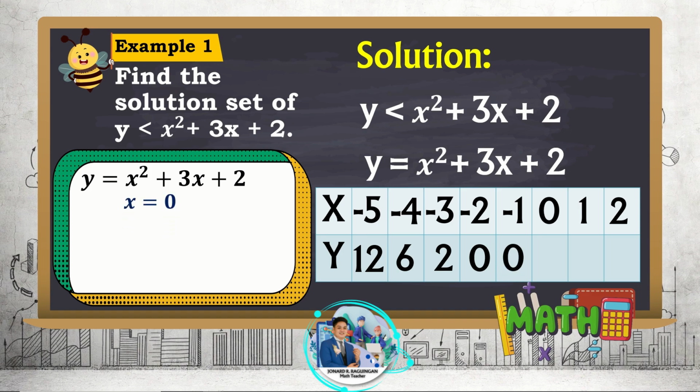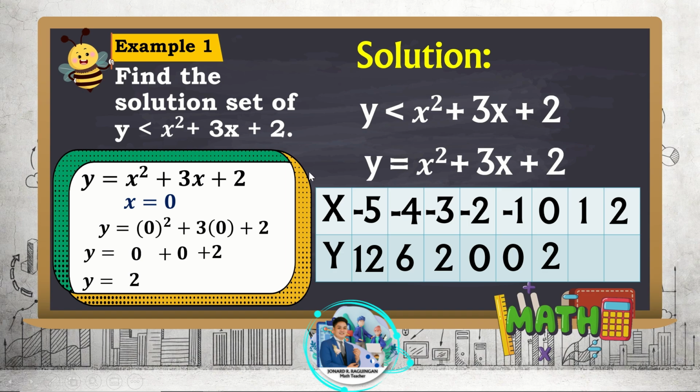For x equal to 0, substitute this value to solve for y. We have y is equal to the square of 0, plus 3 times 0, plus 2. Then simplify. The square of 0 is 0. 3 times 0 is 0. Plus 2. Then 0 plus 0 plus 2 is 2. So, if x equals 0, then y equals 2.